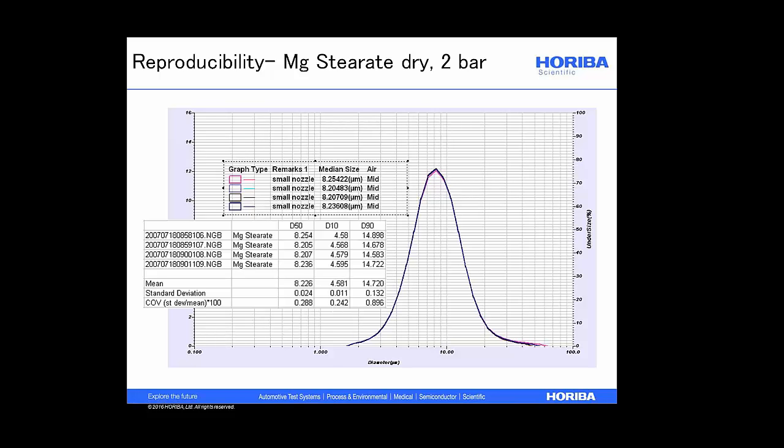D50 was a coefficient of variation of 0.3, and D90 a coefficient of variation of 0.9%. So again, very nice overlay of the curves, pretty pleased with the result. That's one of the great things about laser diffraction, that you can get really nice reproducible results. So when you see a change in results, you really know that something has happened to your particle system.